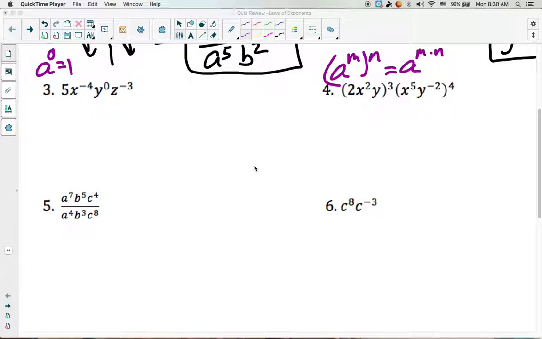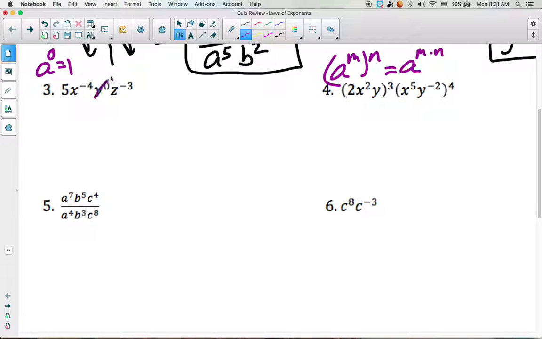Quiz review, laws of exponents, problems 3 and 4. Now for problem 3 we have 5x to the negative 4, y to the 0, z to the negative 3. We're introducing our zero exponent rule, which says that a to the 0 power, any base to the 0 power, is equal to 1. So y to the 0 power is equal to 1.